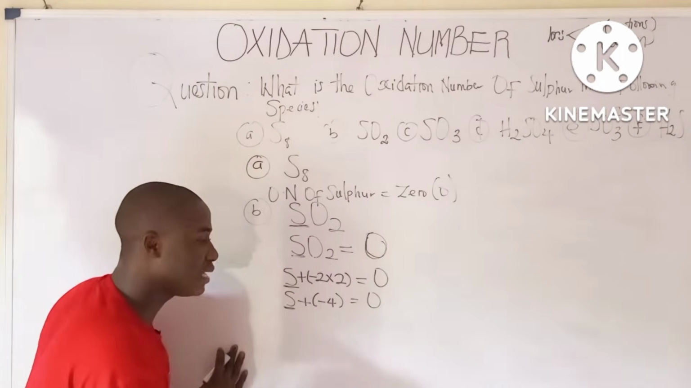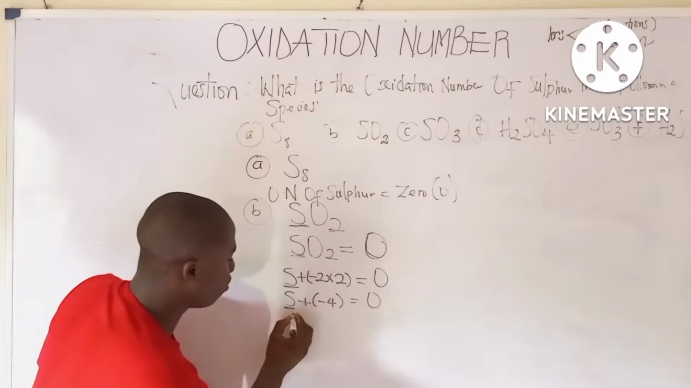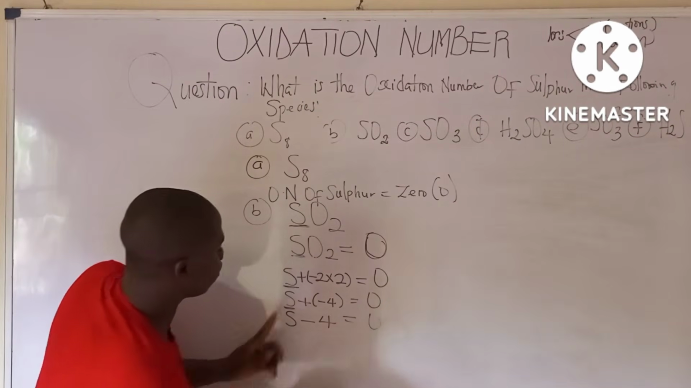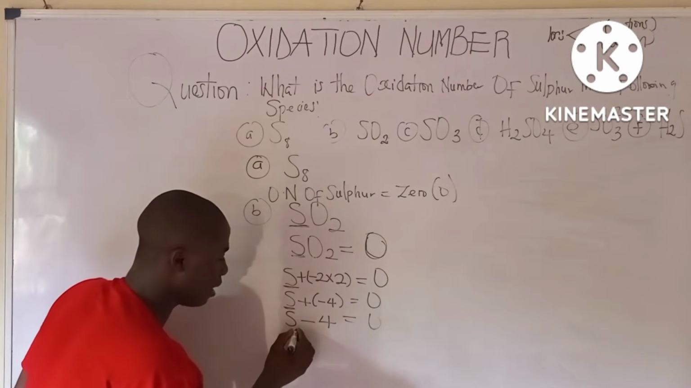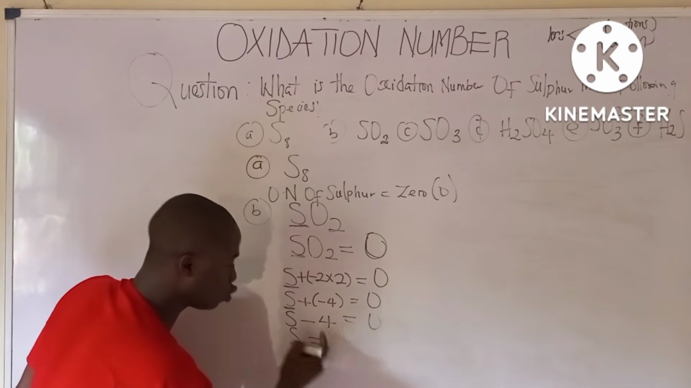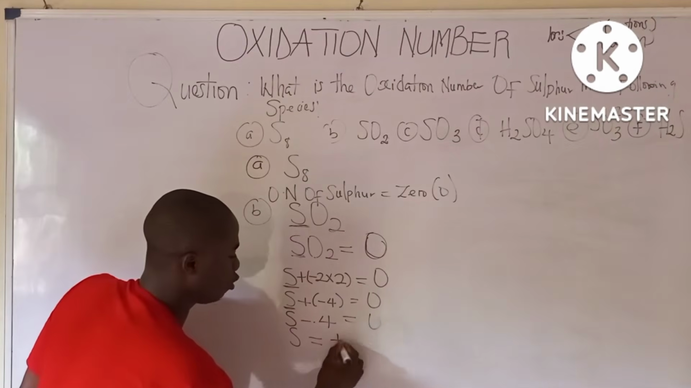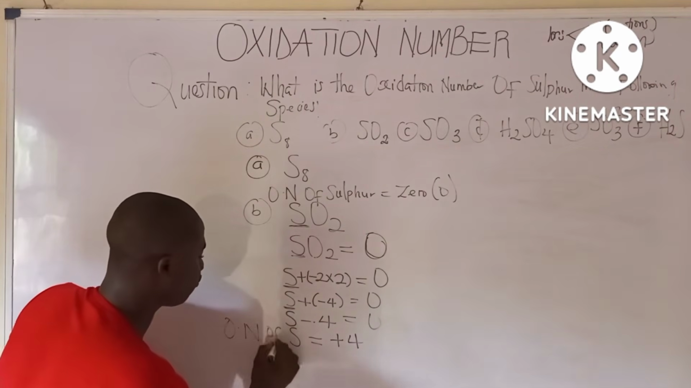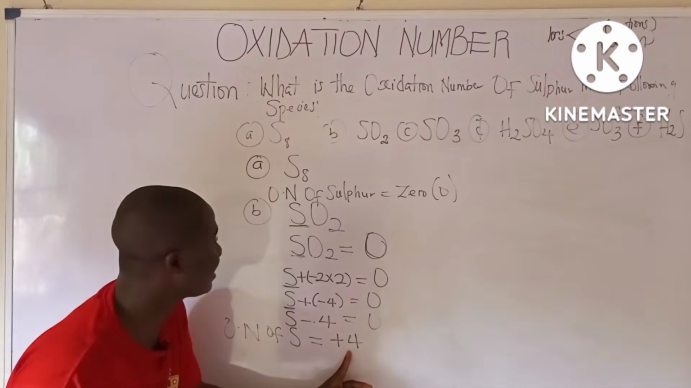So S, which I'm looking for, plus -2 times 4, that is -4, is equal to 0. So what becomes the next step? Plus times minus, that is minus. So it becomes S minus 4 is equal to 0. Making S the subject of the formula, when you move this -4 to the other side, it becomes +4. So what becomes the oxidation number of sulfur in this compound? It is +4.